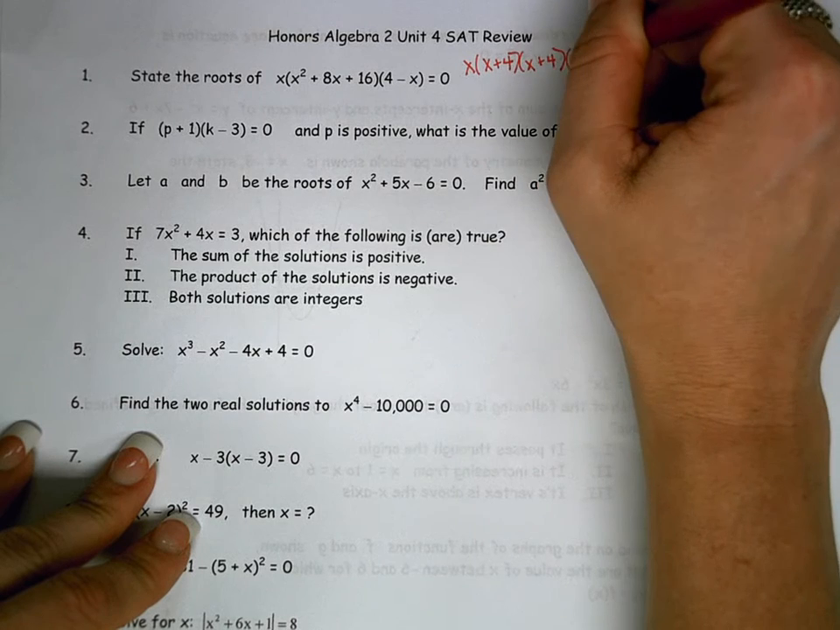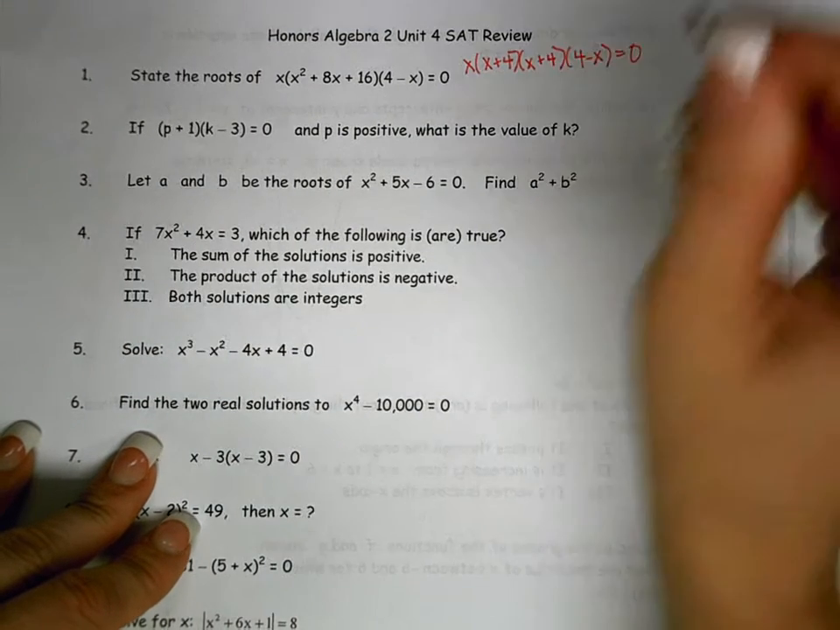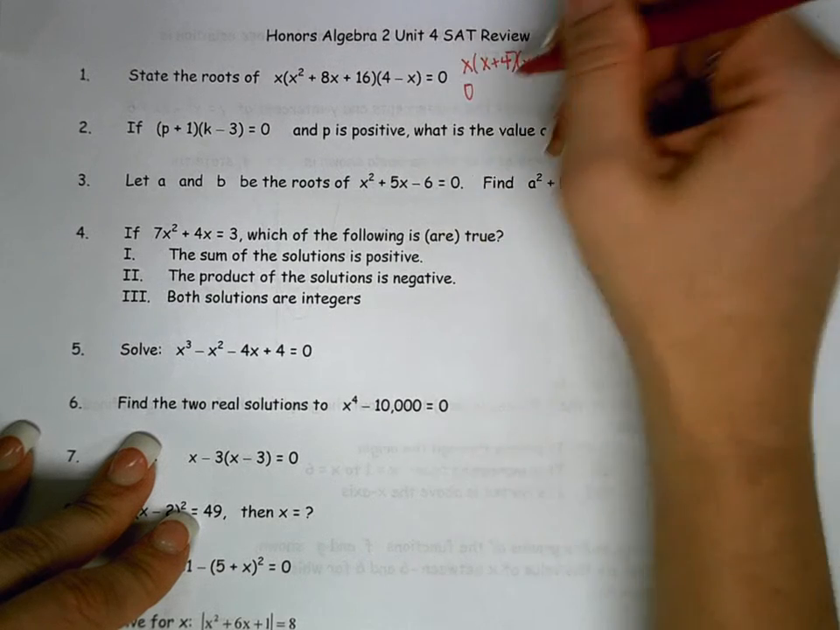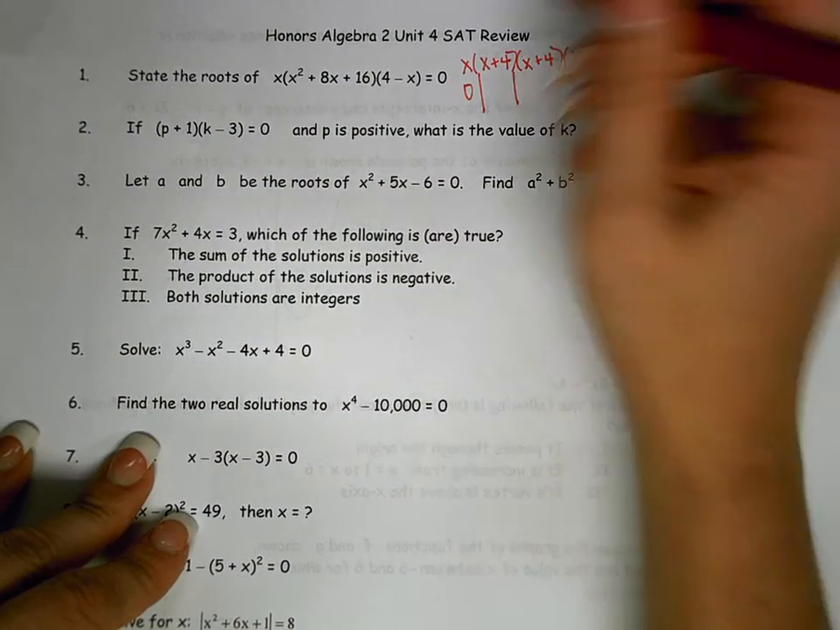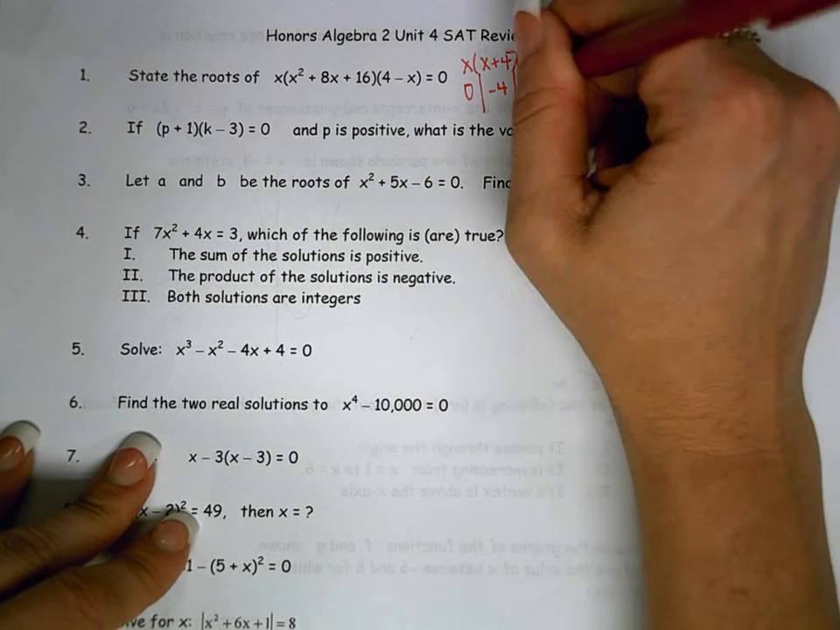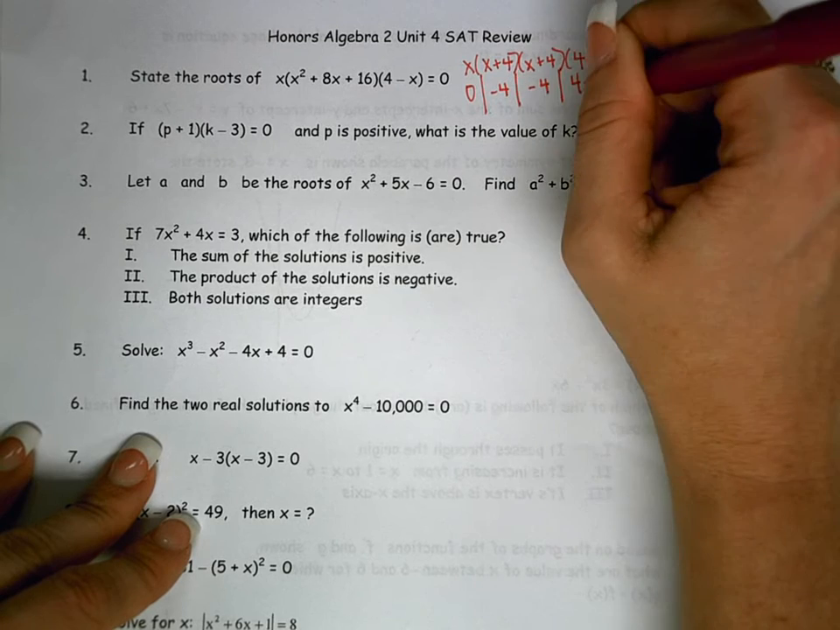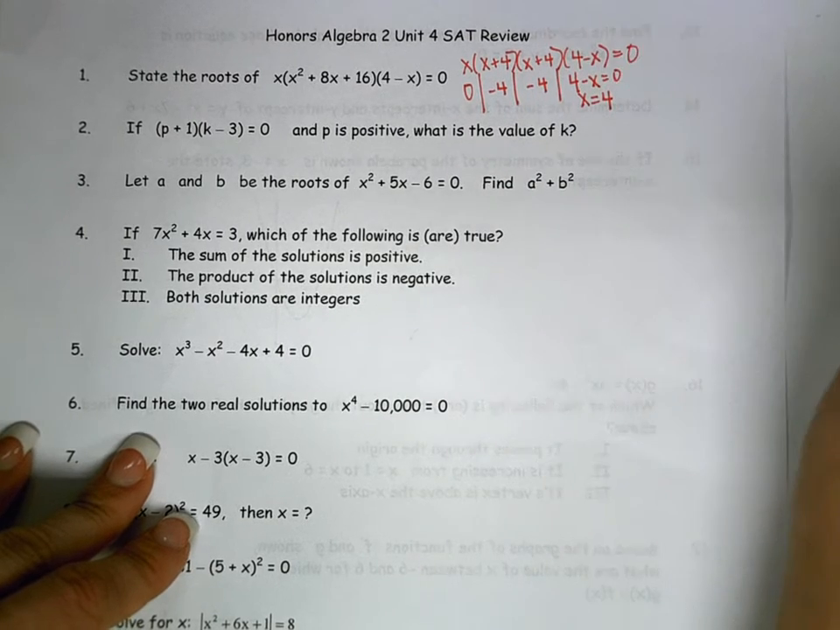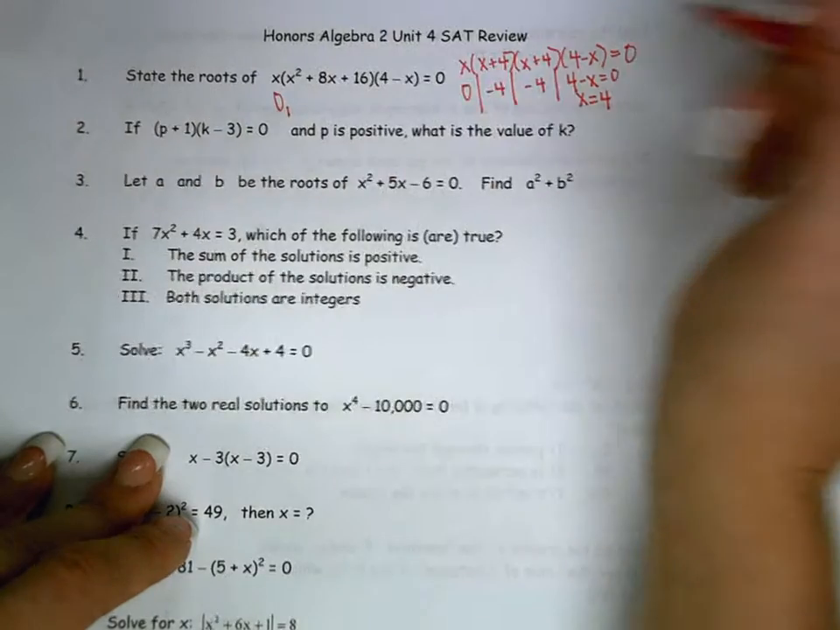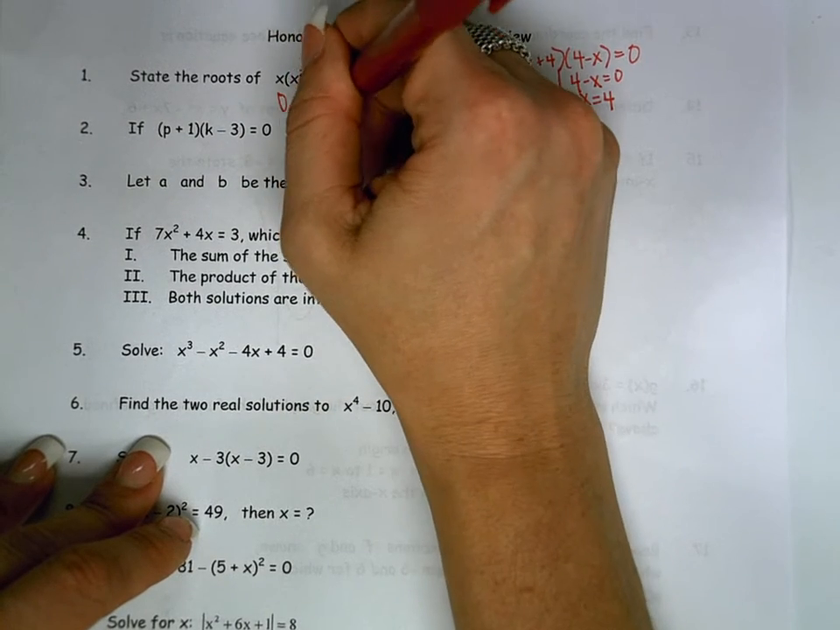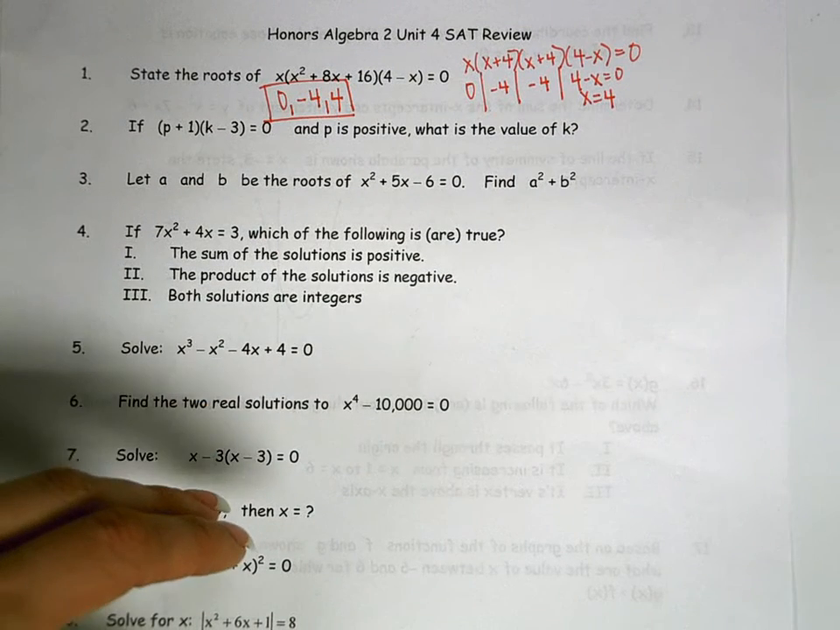Then you have 4 minus x equals 0. So all we have to do here is get a 0. Solve means I set each part equal to 0. So 0, negative 4, another negative 4. And if I set 4 minus x equal to 0, we get x equals a positive 4. So state the roots means you just write them one time. So 0, negative 4, and positive 4.